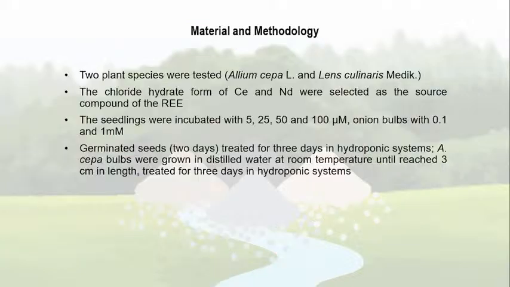About the work that I've done with the two plant models, onion and lentils, we saw the effect of chloride hydrate forms of cerium and neodymium in different concentrations. In both cases, the species were first germinated in water. For lentils, the seeds were germinated in water for 2 days, while for onion, the bulb roots were grown until 3 centimeters and then transferred to the hydroponic system where the treatment was made.